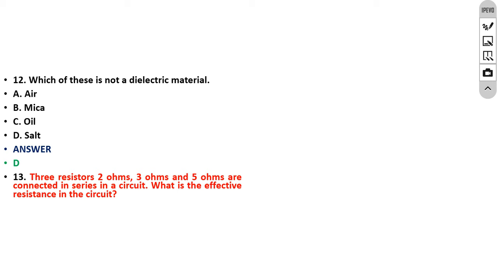Question 13 says, three resistors, 2 ohms, 3 ohms and 5 ohms are connected in series in a circuit. What is the effective resistance in the circuit? We are just using the expression for effective resistance. We have 2, 3, and 5. When you put them together and substitute in that expression, you will get the correct answer, 9 ohms.